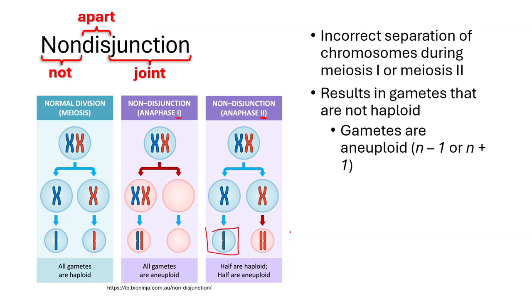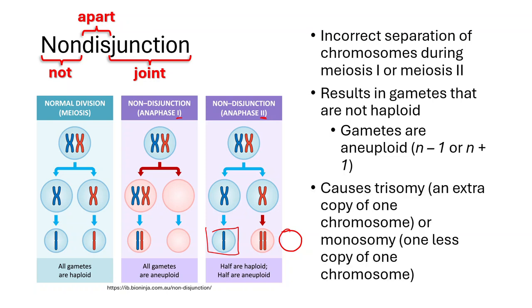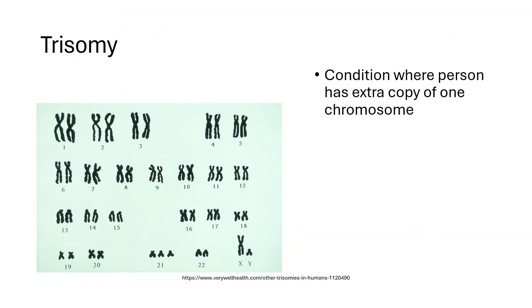So if sister chromatids fail to separate, you'll end up producing a gamete that has two copies of the sister chromatids, so two identical chromatids, and then another gamete that is lacking a chromatid, so it will have one less chromosome. This results in something called trisomy, where you have an extra copy of one chromosome, or monosomy, which means you have one less copy of a chromosome. We're only going to talk about trisomy, where you have three copies of one of your chromosomes. Literally, trisomy means three bodies.